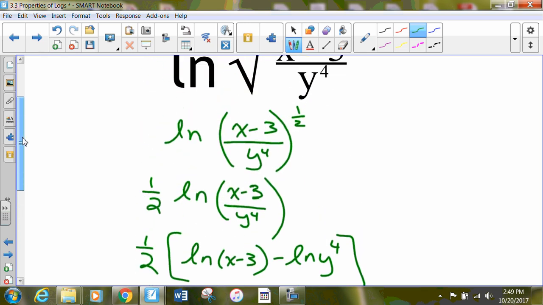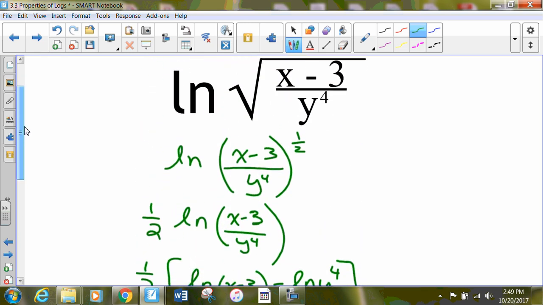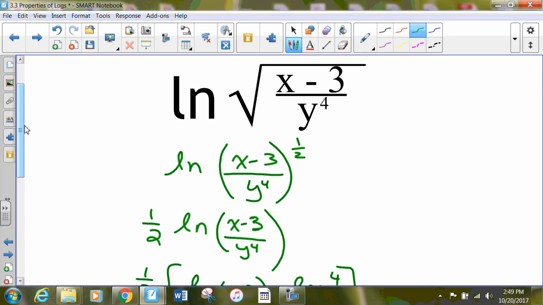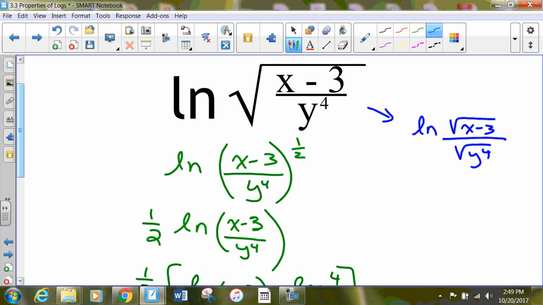I know when I was in class, one of my students suggested doing it a different way, and it actually took less steps. So I'll start it. I'm not going to finish it. If you wanted to do it a different way, you could rewrite this as natural log of the square root of x minus 3 over the square root of y to the 4th. And actually, why not finish it? It's pretty fast.